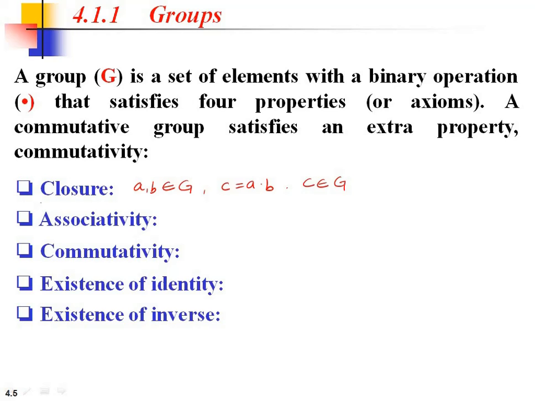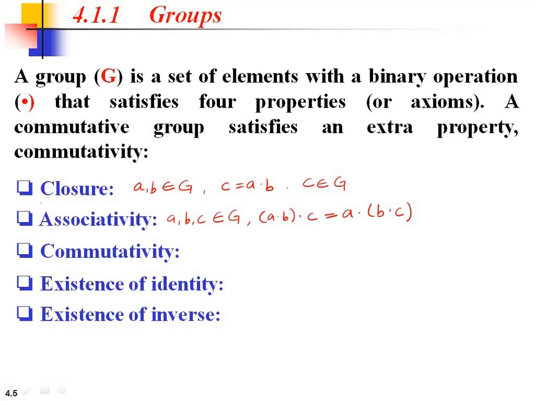Second is the associative property. The associative property states that if we have three elements A, B and C that all belong to this group G, then (A dot B) dot C is equal to A dot (B dot C). In other words, it does not matter in which order we apply the operation on two or more elements, the result will be the same.